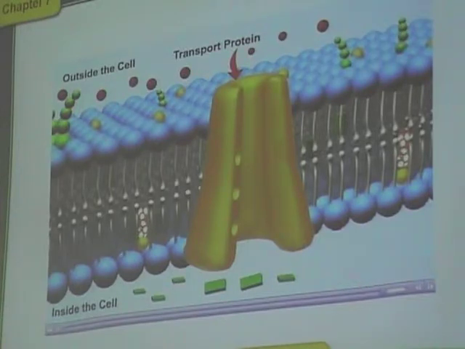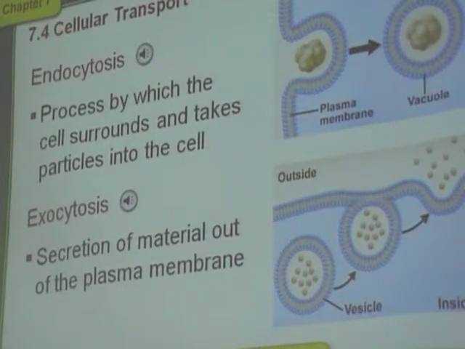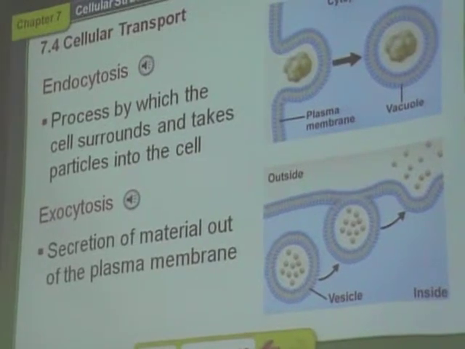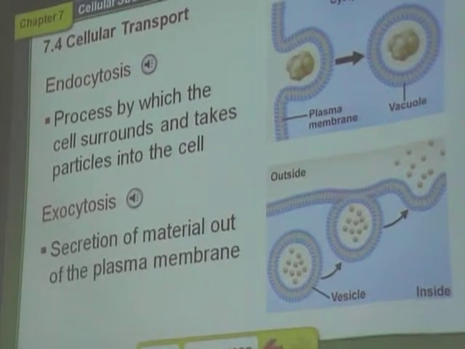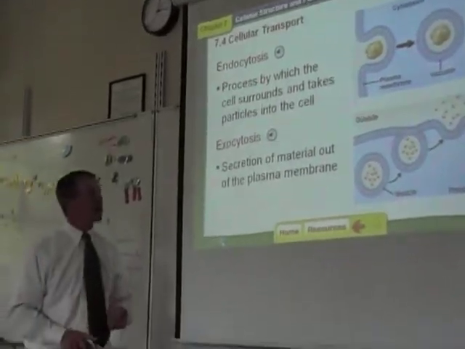That's cool. Sodium-potassium pump. Look at that. So a lot of proteins pull things in against their concentration gradient. We call that active transport.